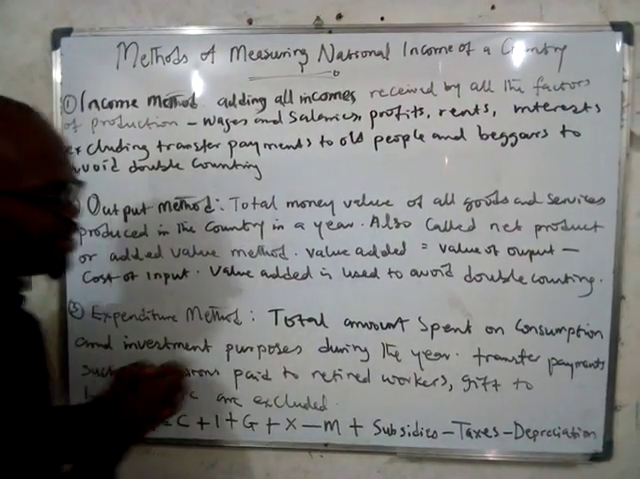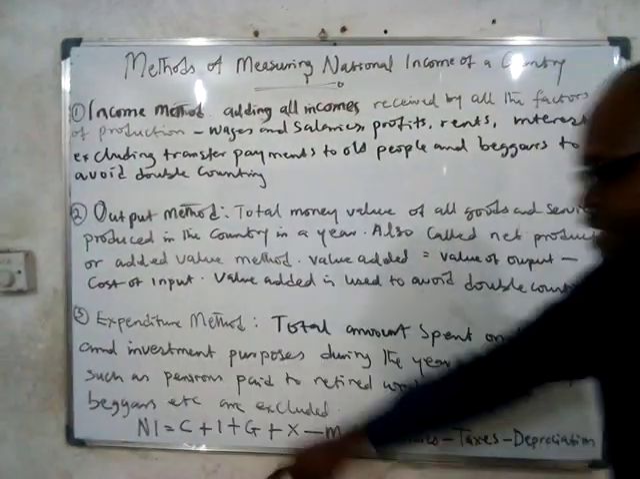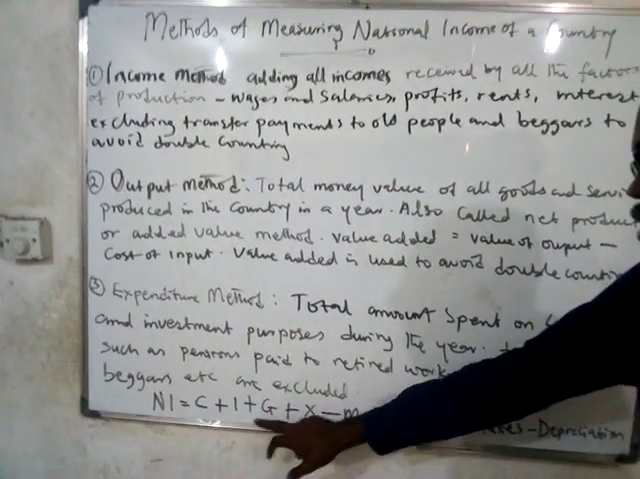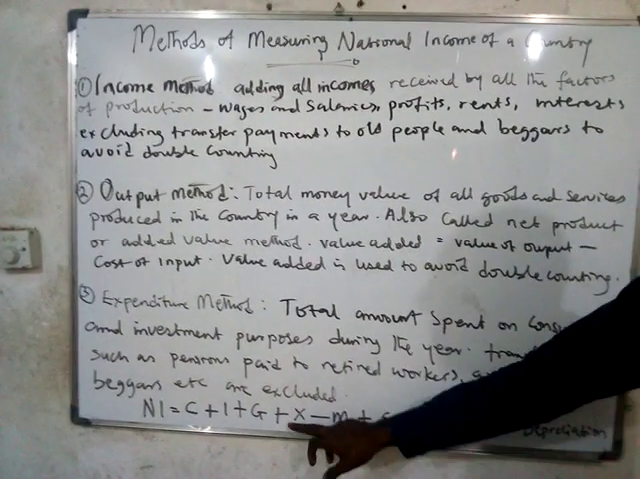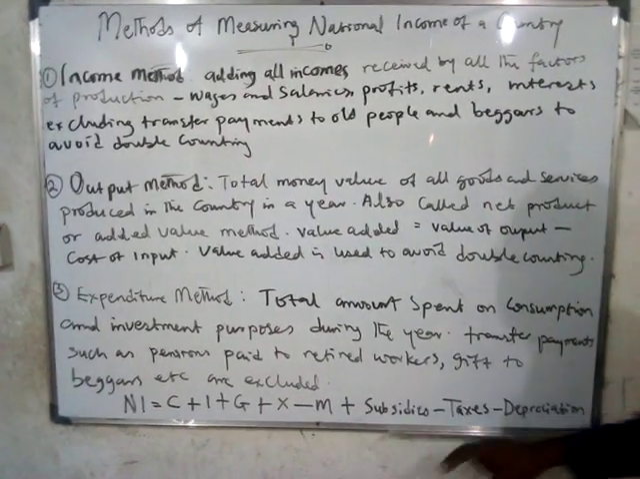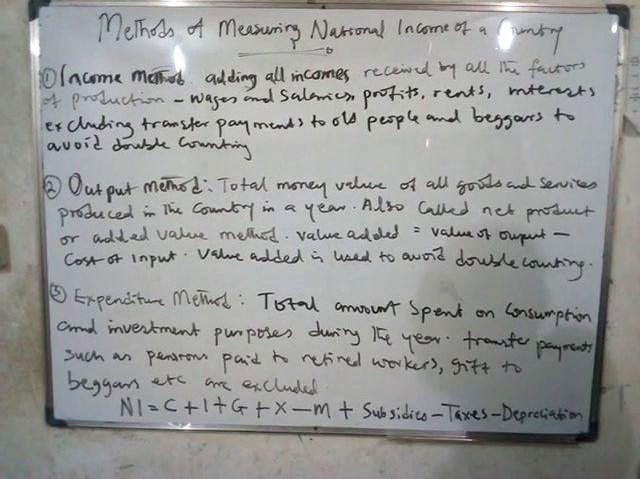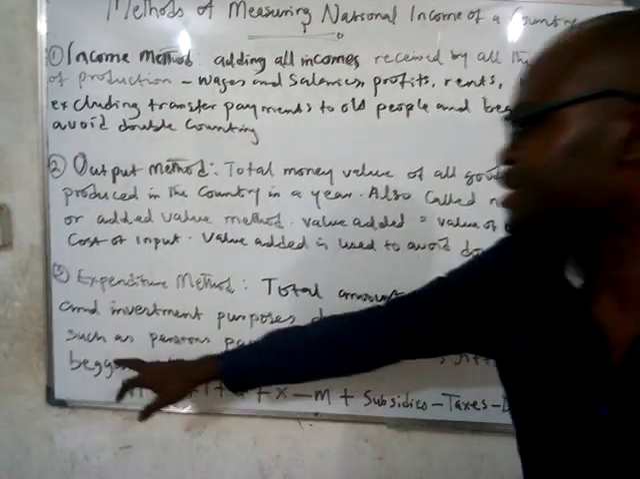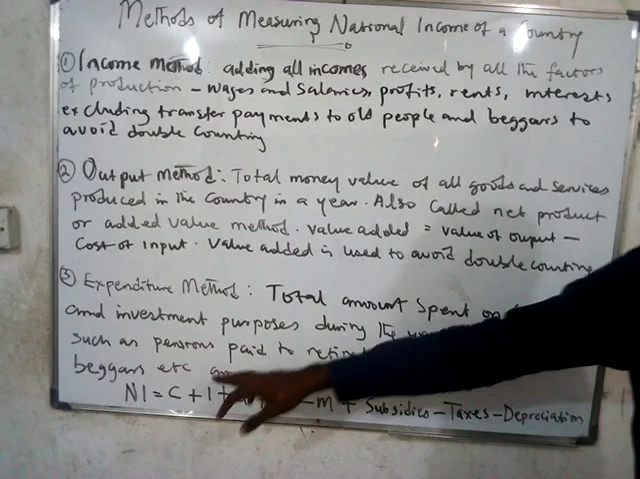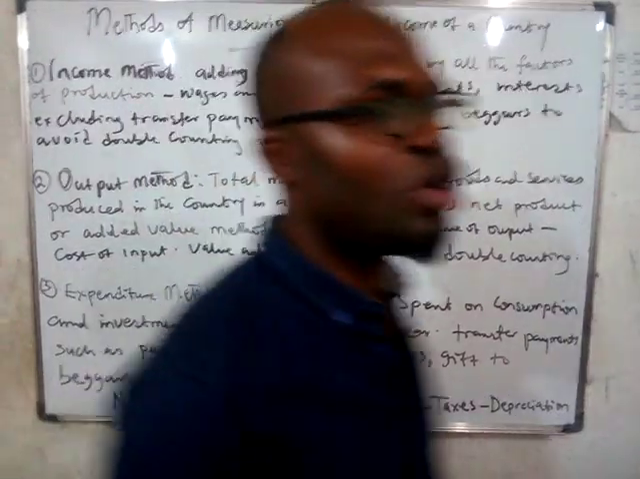Then the expenditure method is when you calculate the total amount spent on consumption and investment, both by private and government, including exports, but minus imports, adding up subsidies, subtracting taxes, and subtracting also depreciation. Transfer payments such as pensions paid to retired workers and gifts to beggars are always excluded, so that you don't do double counting.